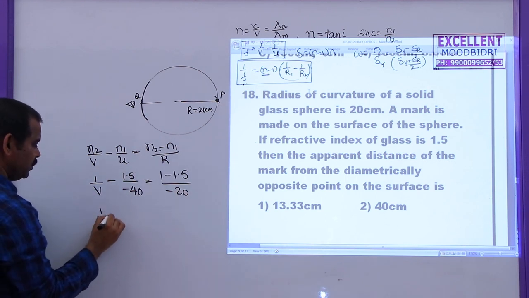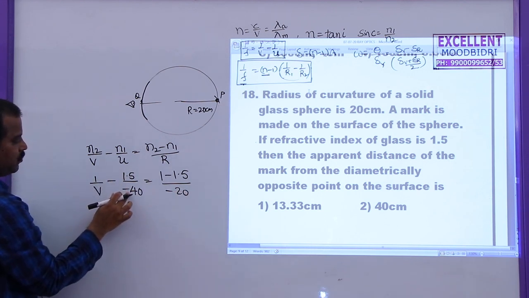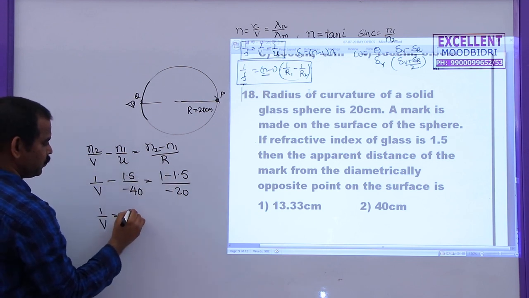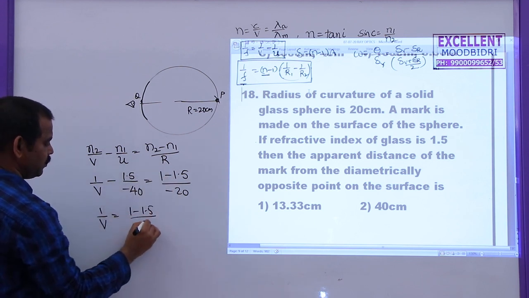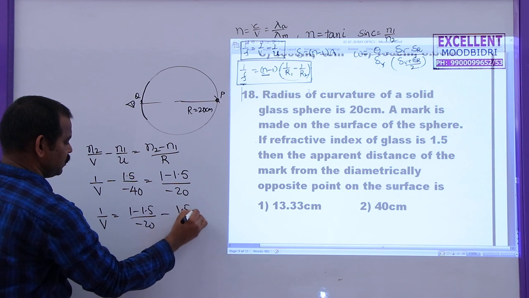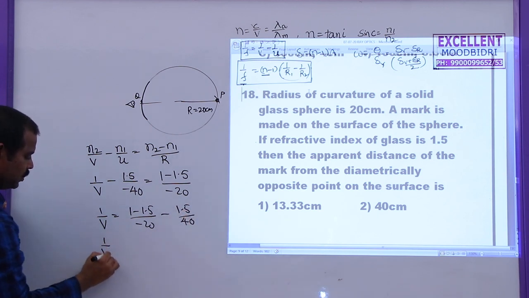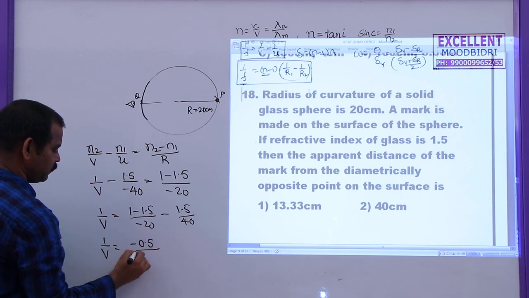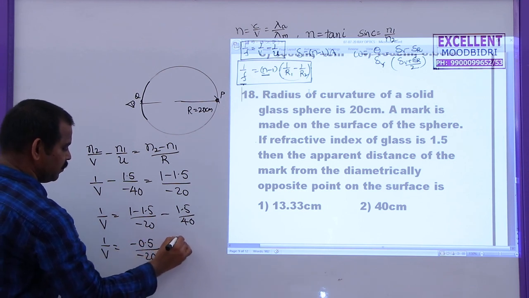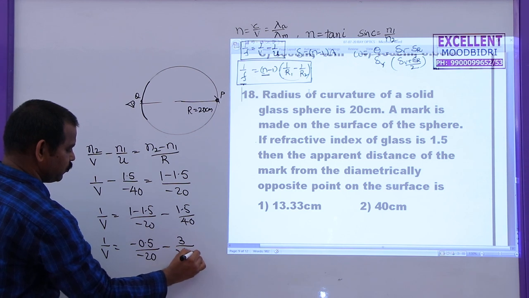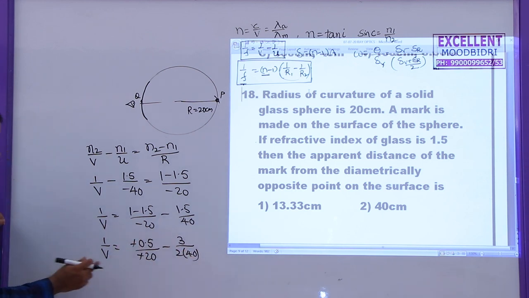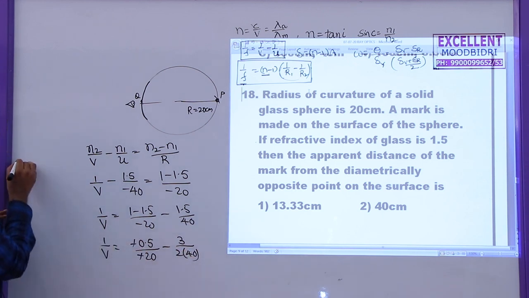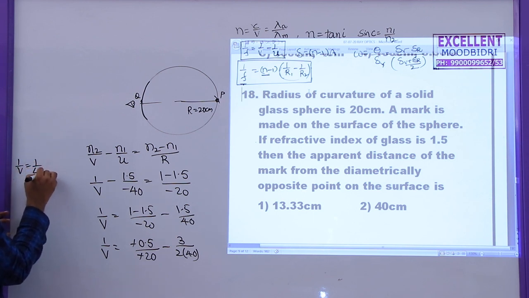So 1 by V is equal to, actually this is plus 1.5 by 40, when it goes outside, minus 1.5 by 40. 1.5 by minus 20, minus 1.5 by 40. So 1 by V is equal to minus 0.5 by minus 20, minus 3 by 2 into 40, the minus minus gets cancelled. This is 1 by 2, this is 1 by 40. 1 by V is equal to 1 by 40 minus 1 by 80.